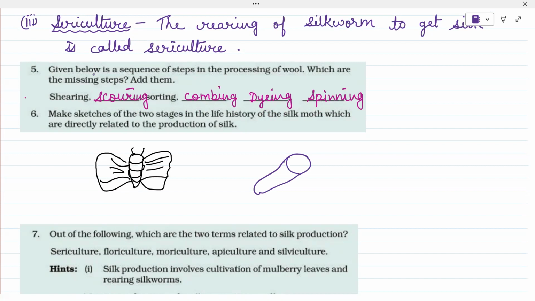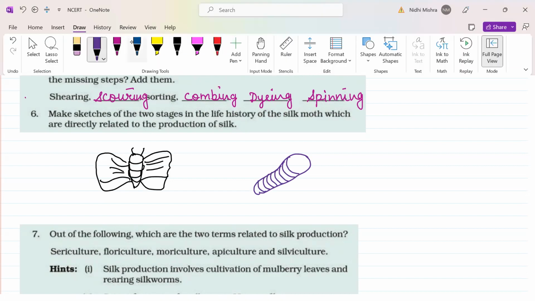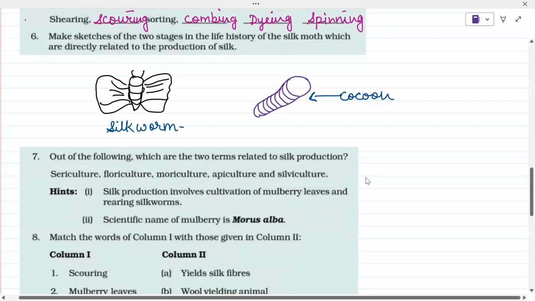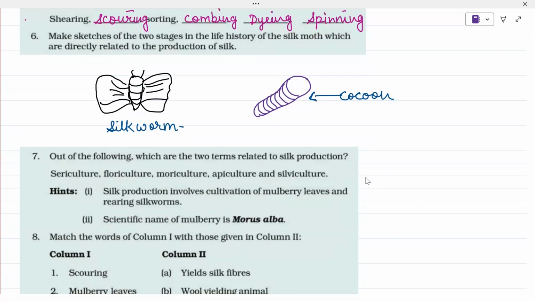Inside the cocoon, we know that silk moth is growing, larvae is present, it is growing, and after some time, here we will write cocoon, and here we will write silkworm. So the larvae will help in making the cocoon. It will secrete a liquid which will dry up and will convert into cocoon, right? So these are the two stages.